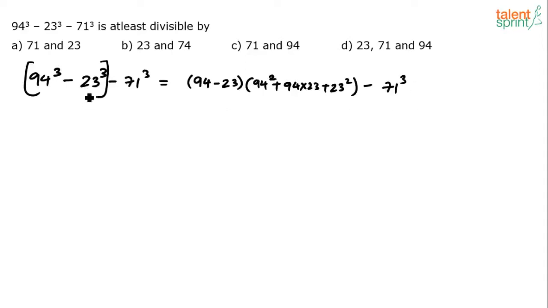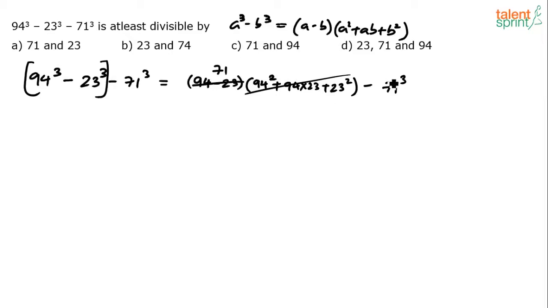The first two terms, 94 cube minus 23 cube, have been expanded using the formula a cube minus b cube, right? Recall, a cube minus b cube is equal to a minus b into a squared plus ab plus b squared. So that's what I'm doing there, algebraic expansion. Now what is 94 minus 23? It is 71. If you observe the first term, I am not worried about what this part is. I don't even want to bother about this. All I know is it is getting multiplied by 71.